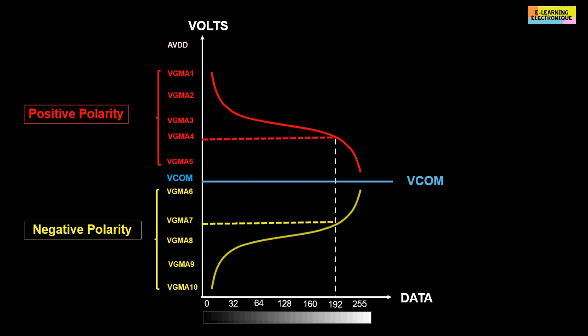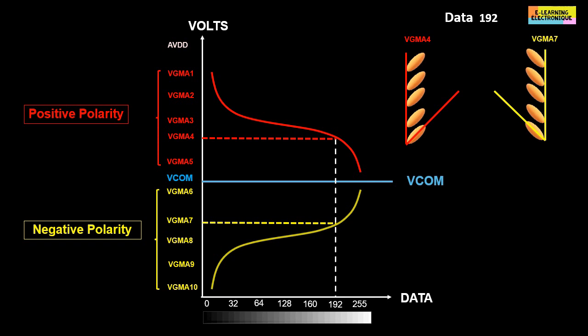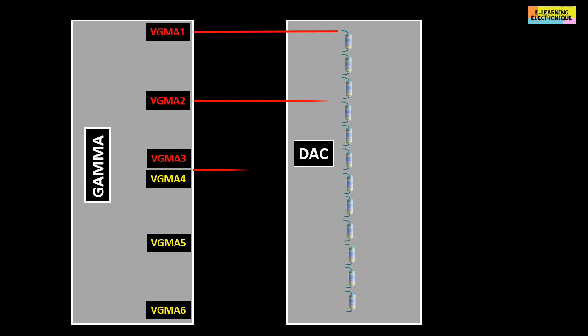The liquid crystals will be oriented for this value of data according to the same angle but with a different direction. This will not affect the amount of light that will pass through the liquid crystal. It is with this technique that we can change the polarity of the pixels. The DAC is connected to the gamma in this way.